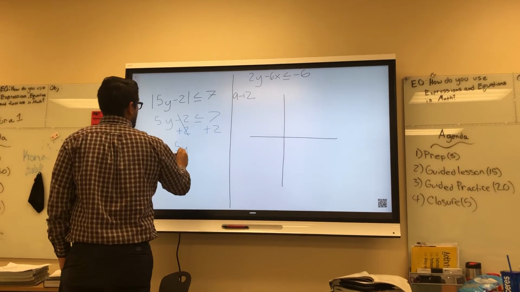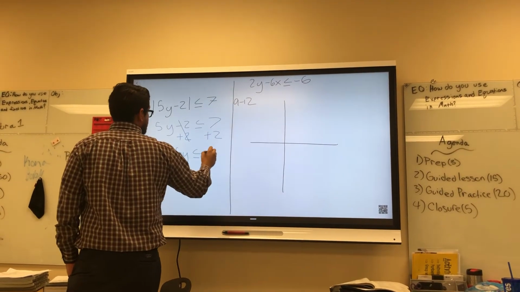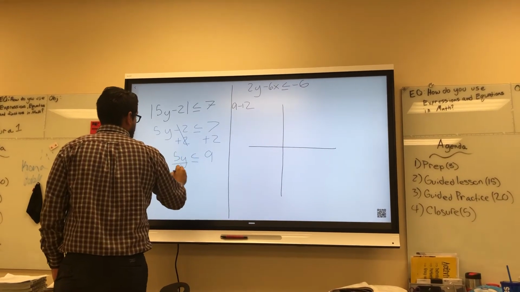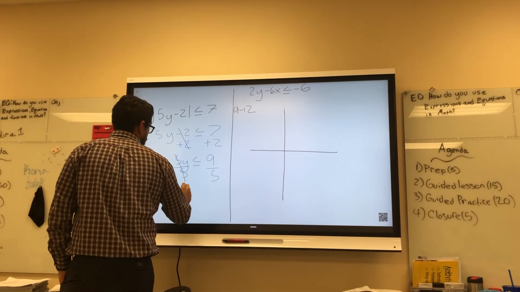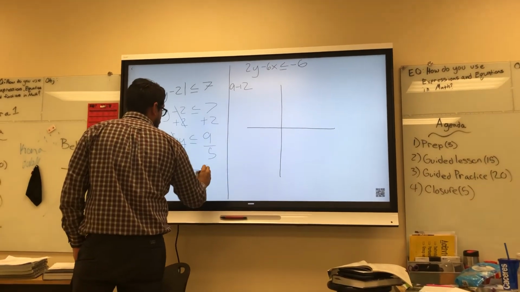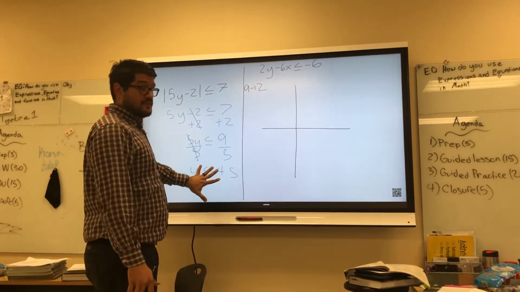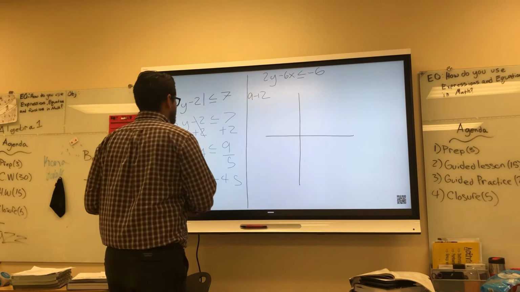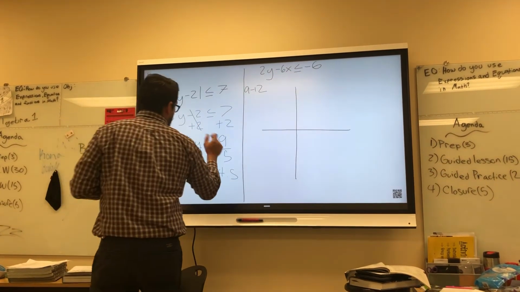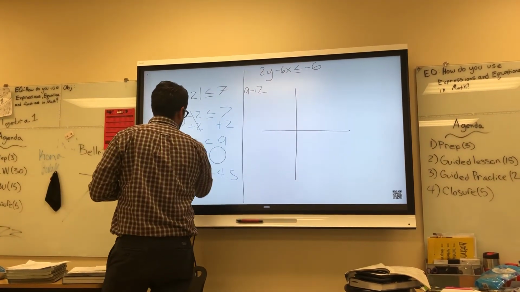You're left with 5y is less than or equal to 9. Then you're going to divide by 5. Y is less than or equal to 4.5. And that's the first one. Okay? The second one, you're going to be doing the same work, and I ran out of space, so I'm going to erase it. If you want to see that, you can rewind.